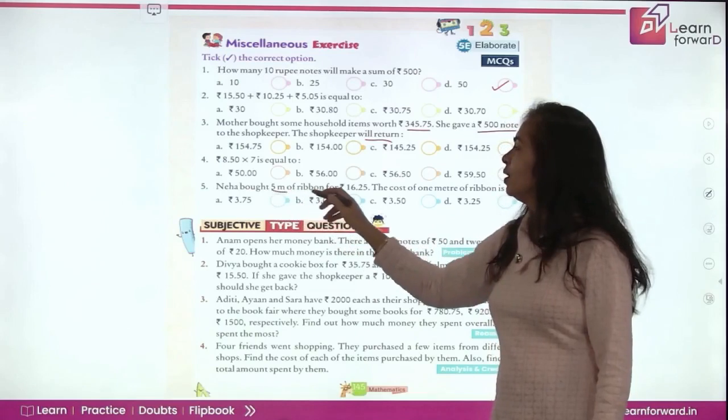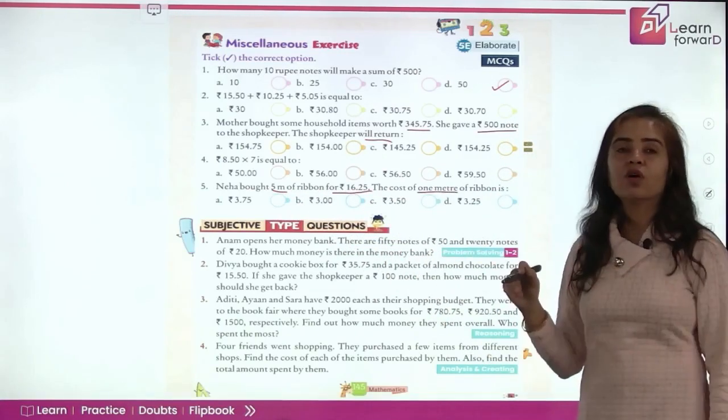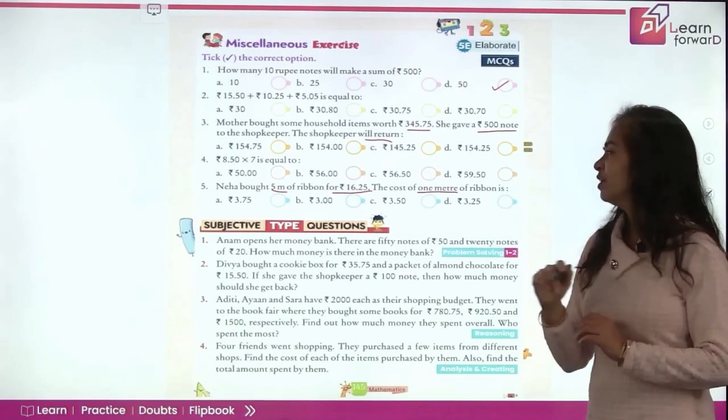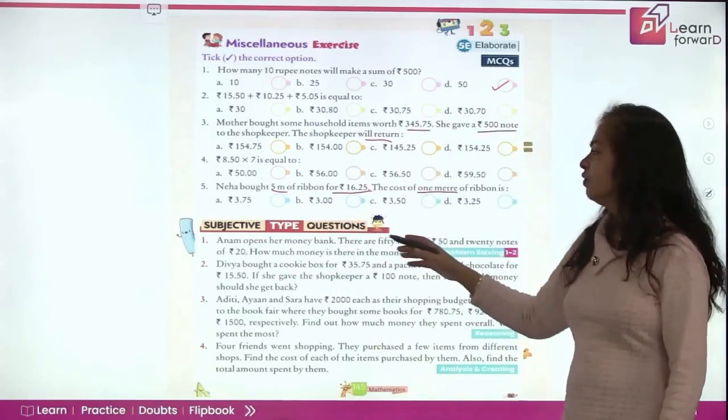Neha bought 5-meter ribbons for rupees 16.25. They want you to find out the cost of one ribbon. So here what will you be doing? Division. Perfect. So you'll be finding out the answers yourselves. Let's move to subjective type questions.